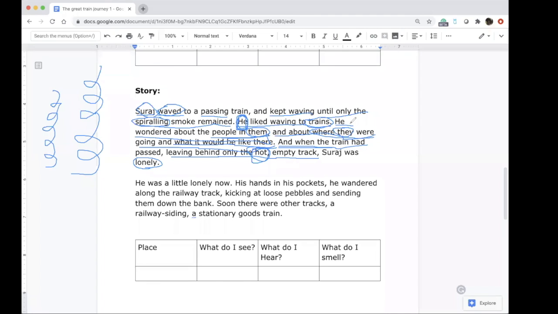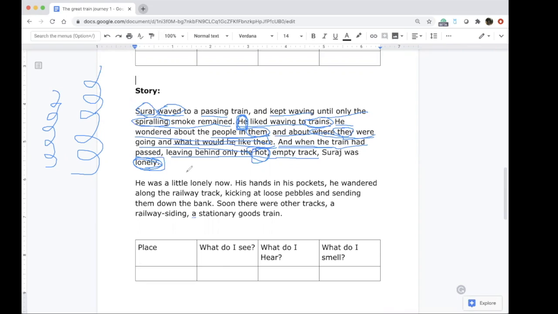What is he wondering about? He is thinking about where are all these people going, to which place they are going, what does that place look like. That is what he is wondering about. And when the train had passed, when the train left the place, leaving behind only the hot, empty track, Suraj was lonely. If everyone leaves you, you will be alone, right? So that is the same thing happening here. Because the train had left and all the people in the train had left as well, Suraj was again lonely. So that is the meaning of the first paragraph.